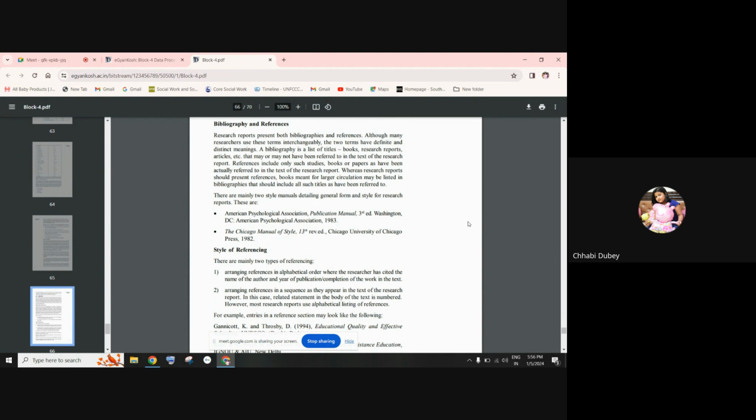So generally, in the style of referencing, we may arrange the references in alphabetical order, or we may arrange the references in a sequence as they appear in the text of the research report. So however we want to do that, we can do that. It is always easier to arrange the references in alphabetical order. It is also easy to find out, but anyways we may arrange the references according to the other style also. Both are acceptable.